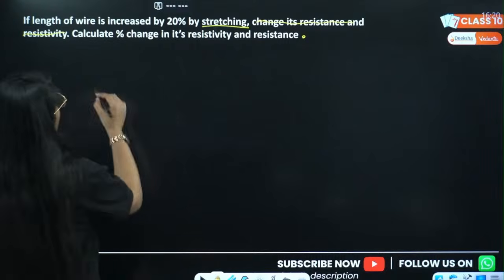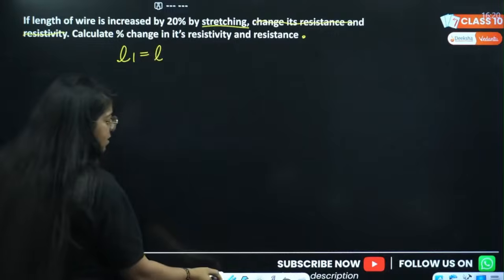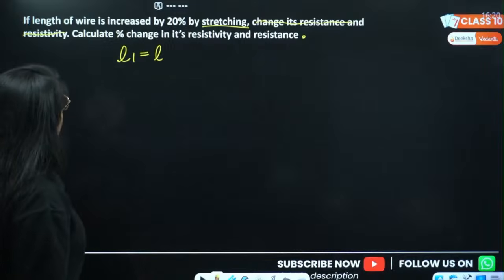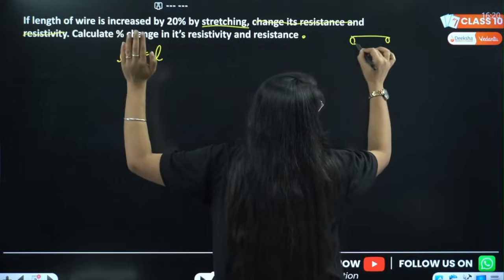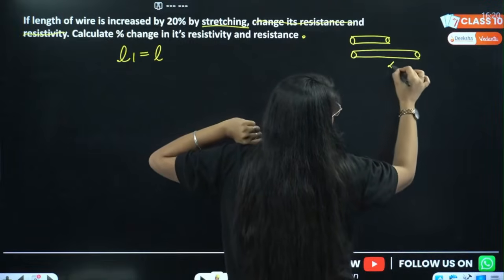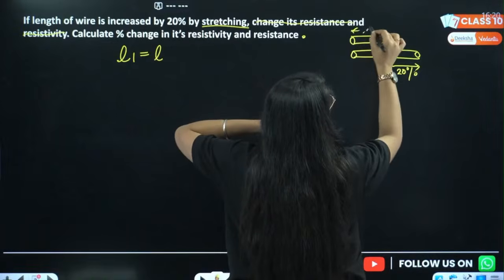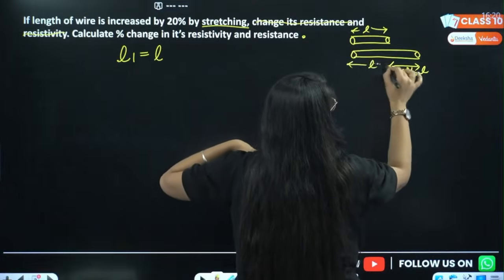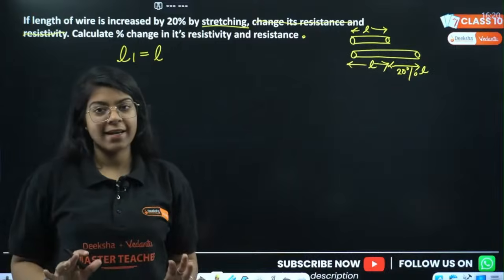So the length first is simply L. In the second case, the wire is stretched. This was my wire, and now it is stretched by 20%. This extra is 20% of the original length. Do you understand this diagram?